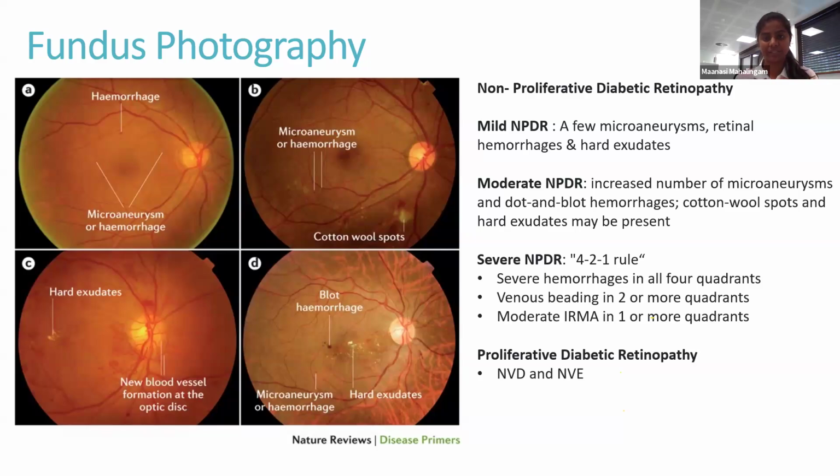Whereas in the severe NPDR, there is going to be severe hemorrhages in 4 quadrants, venous beading, and moderate intraretinal microvascular abnormalities in 1 or more quadrants. The severe form of diabetic retinopathy is going to be proliferative diabetic retinopathy, where you'll be seeing the neovascularization at the disc and neovascularization elsewhere.